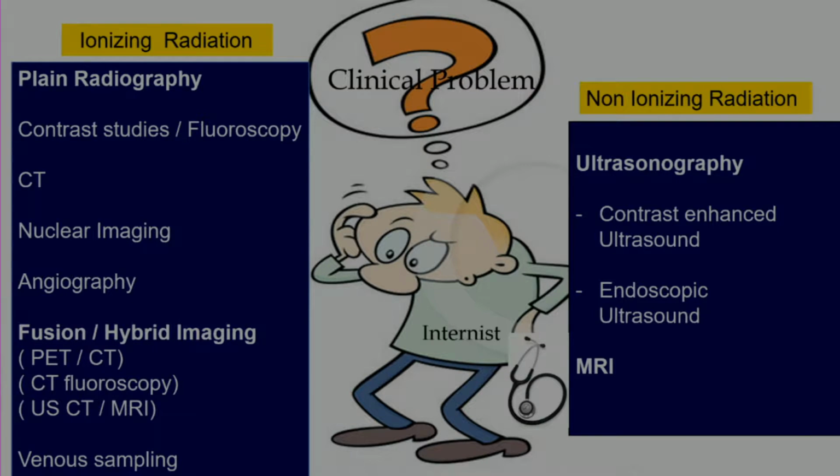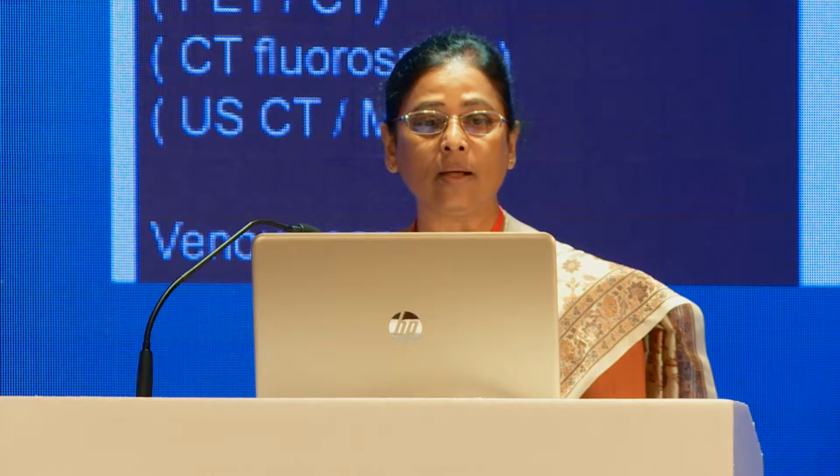And we have two sets of radiological investigations. On one hand, we have ionizing radiation, and on the other side, we have non-ionizing, which we love, but unfortunately only two of them. And ionizing radiation investigations are still on the high side. So it spans from plain radiography to fusion imaging, as you can see. So you're all familiar with these two sets of imaging methods.